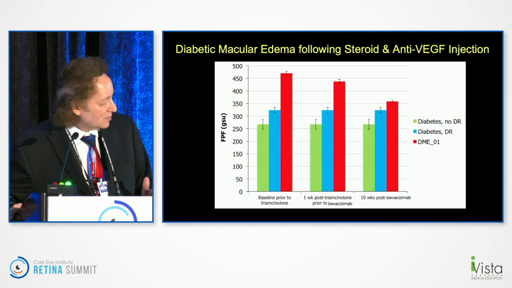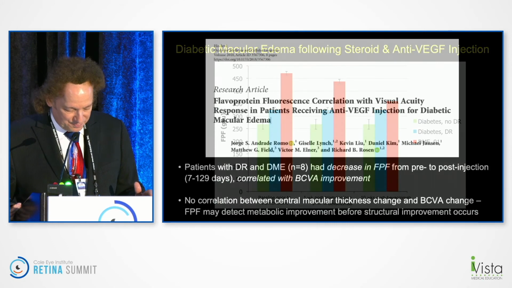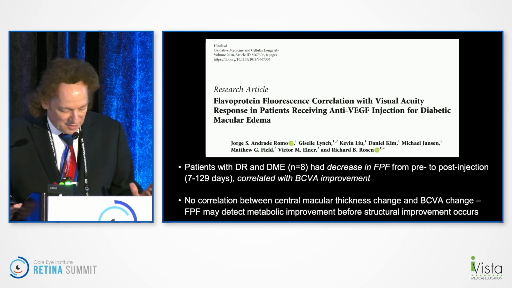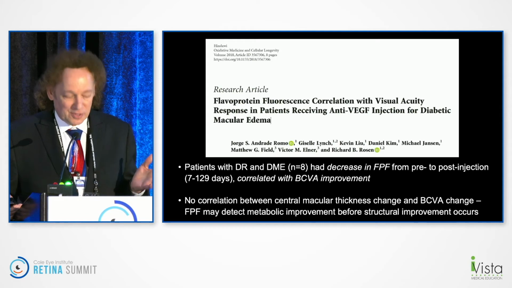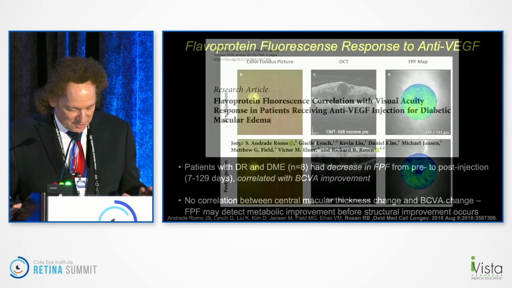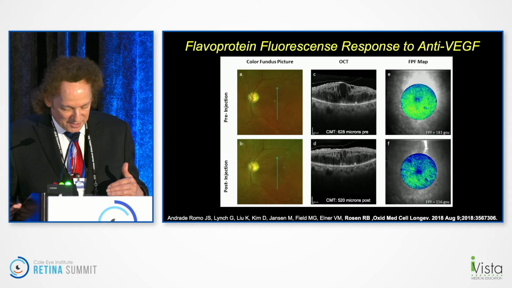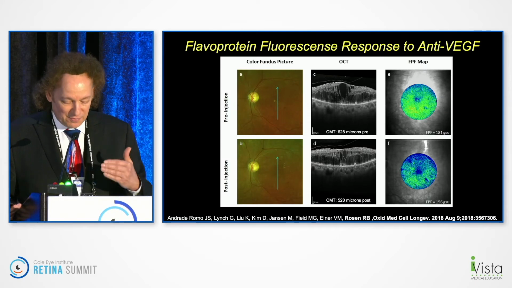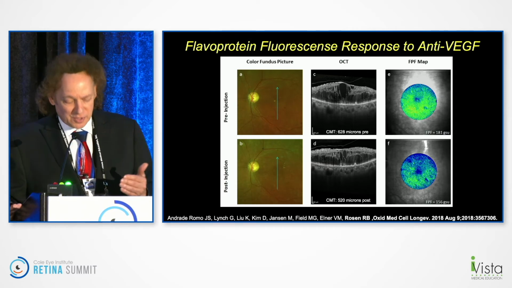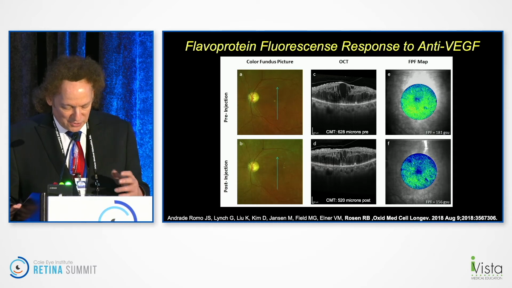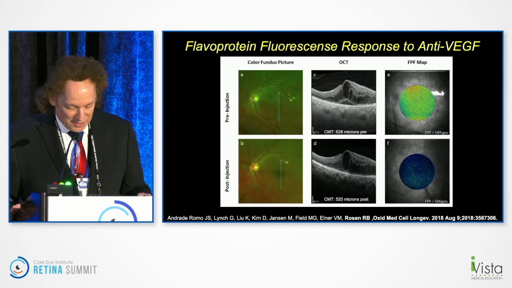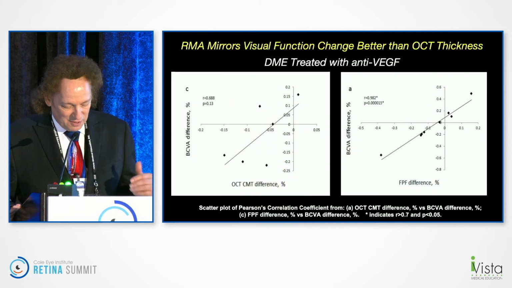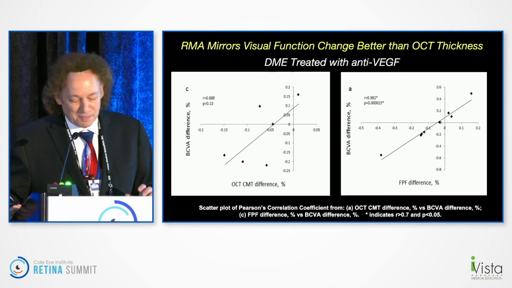And here you see the response on this histogram. We looked at a group of patients who were undergoing treatment with anti-VEGF and looked at the correlation and the response, and you can see that after treatment, we actually saw an earlier response from the flavoprotein fluorescence, which you would expect, than what you see in terms of the edema. And this actually correlated closer to the visual function than what we got with the macular edema.